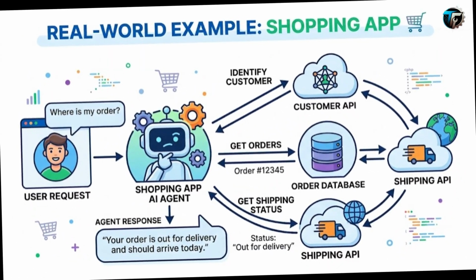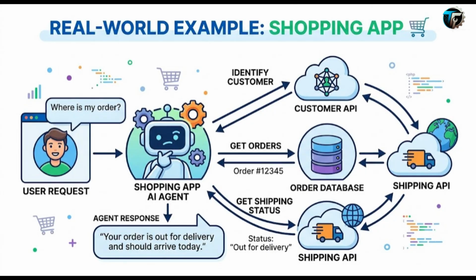Let's make this real. Imagine our shopping application. A customer asks, "Where is my order?" The agent doesn't need to guess. It can identify the customer, call the order service, retrieve the order information, and potentially call the shipping service. Then it can combine those results into a simple answer. Your order is out for delivery and should arrive today. That's an AI system interacting with enterprise systems.